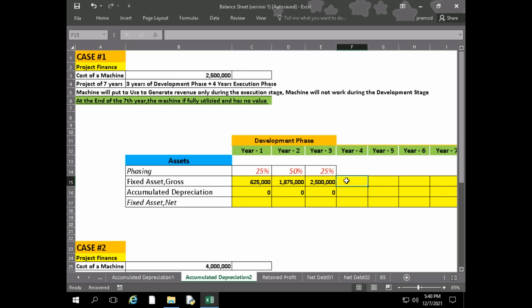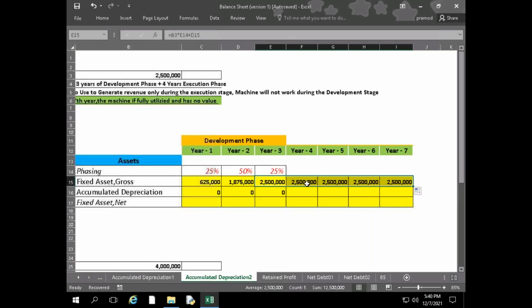2,45,000 only I'll continue. You can just drag also. So I can just take equals this amount, then you can drag, or you can type also.